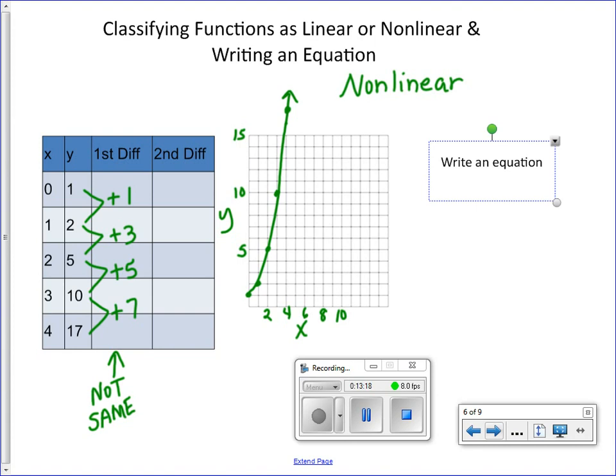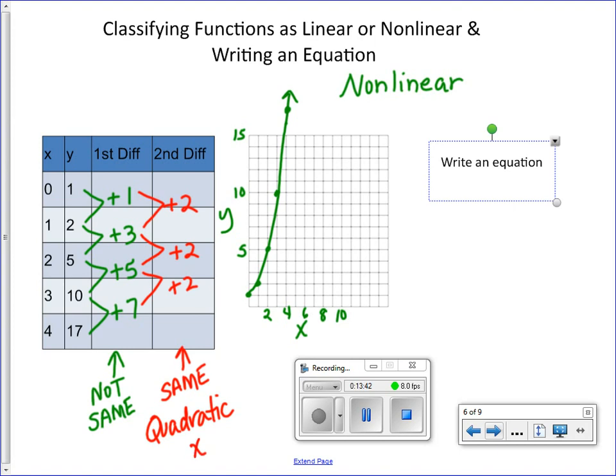I'm going to look at my second differences now. To get from 1 to 3, that's like adding 2. 3 to 5, adding 2. 5 to 7, adding 2. All right, so here it is the same. And again, since our second difference is the same, this implies that it is quadratic.